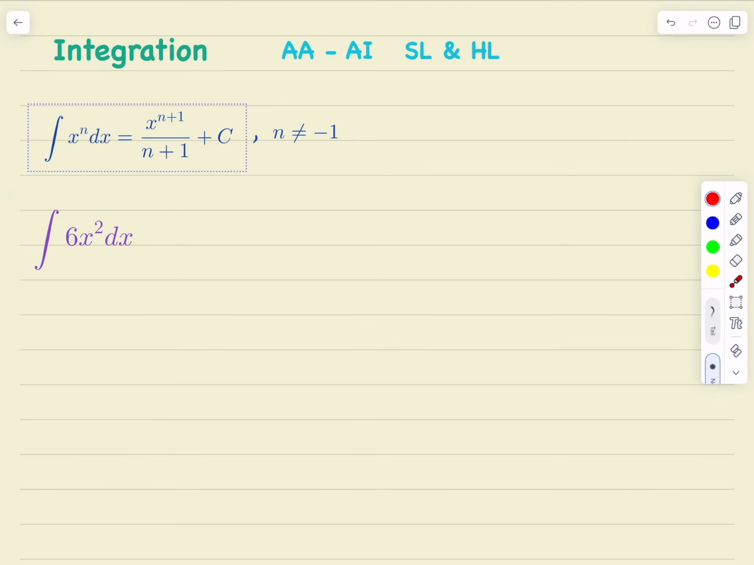Hello everyone! In today's lesson we'll be studying the basic rule of integration, which is an important subject in IB Mathematics topic 5, which is calculus, and this topic is under the IB Mathematics AA and AI, standard level and high level. Here we'll explain the power rule of integration, and we will explain what we mean by this plus constant c, and what happens when n equals -1.